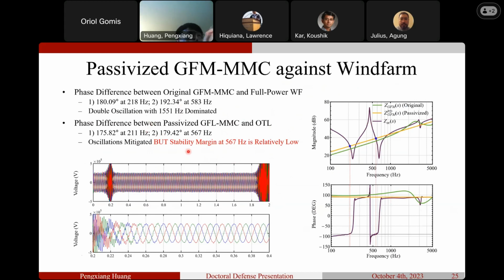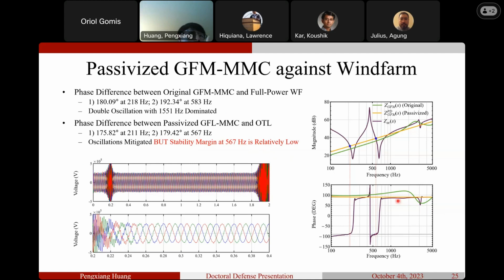But guess what, the bad thing is at 567 Hertz, it's almost 180 degrees. That is because the AC system you're connected to does not have enough damping, and your MMC itself does not have enough damping. So that's a very low stability margin. Okay, so there can be two issues.